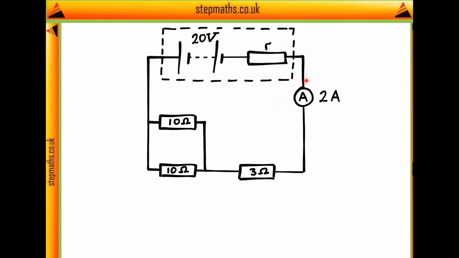We have an ammeter detecting the current through the circuit of 2 amps, and then we have these three resistors. So we have a 3 ohm resistor which is in series with these two parallel 10 ohm resistors. So what the question asks us to do is just to find the internal resistance, small r.